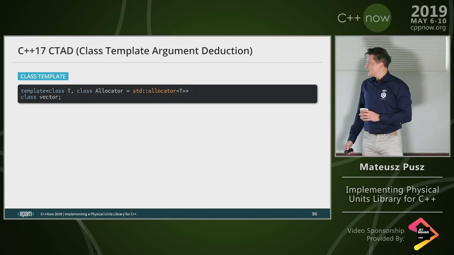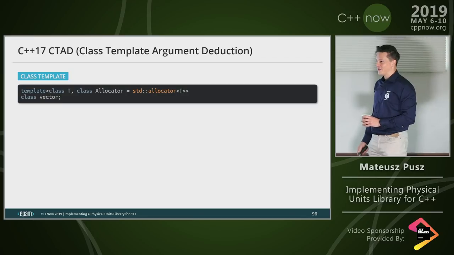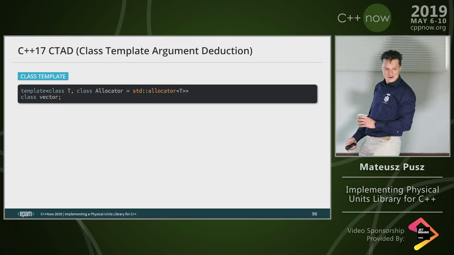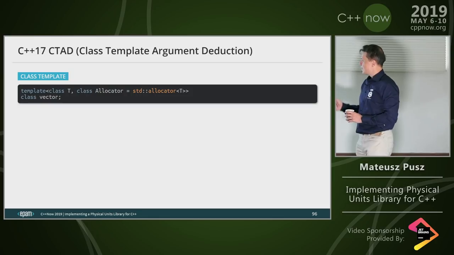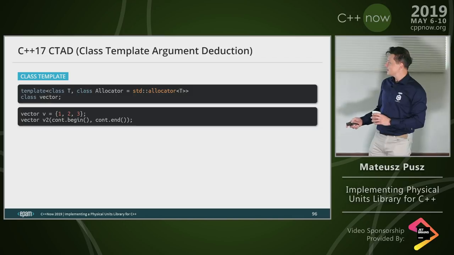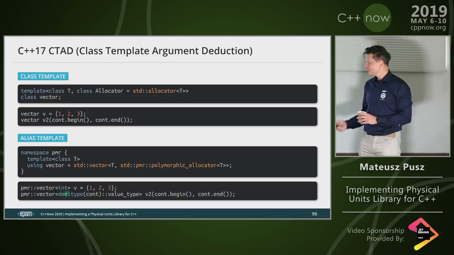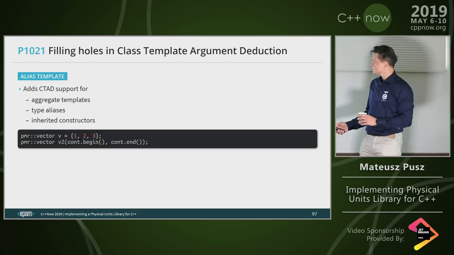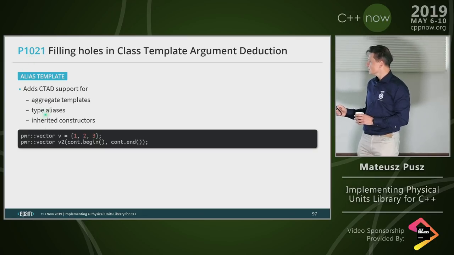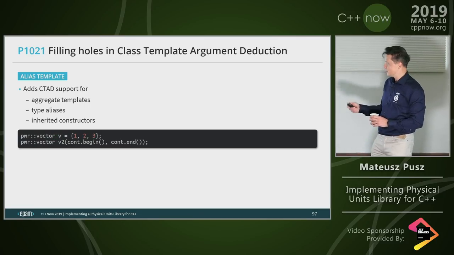So another possibility for us to make it maybe more user-friendly is using CTAD. We have an expert of CTAD here. We'll have a talk in an hour or half an hour from now, just after lunch, about CTAD. In C++17, CTAD works nicely for class templates, but it doesn't work for aliases. For aliases, you still have to provide the types. With C++20, it will be fixed. This is the paper. You'll be able to write it even for an alias, like pmr::vector is an alias to vector. You'll be able to do CTAD for aliases.